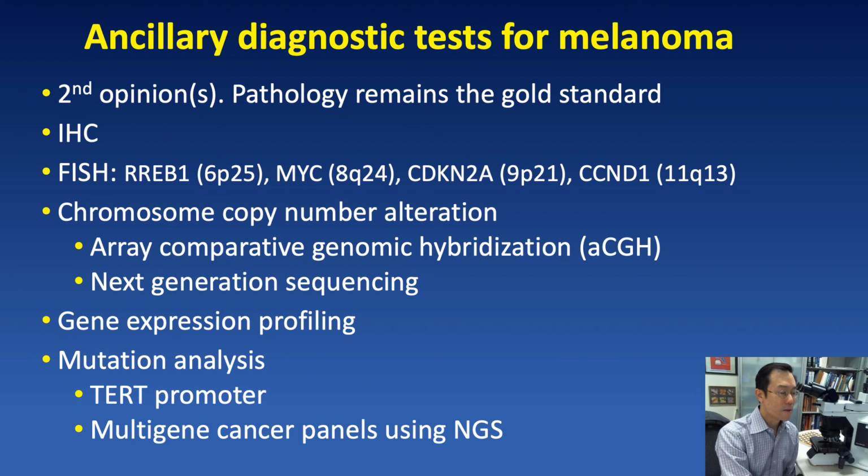But we have immunohistochemistry, which I'm going to summarize on the next slide, and then other tests that are increasingly more specialized and perhaps more difficult to get and typically more costly. So we have FISH, copy number alteration, gene expression profiling, and point mutation, specifically TERT promoter mutation analysis, which has been shown to be helpful in certain cases, as well as multi-gene cancer panels that are typically not so much for diagnosis, but for looking for therapeutic targets.